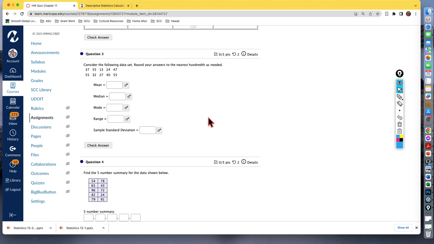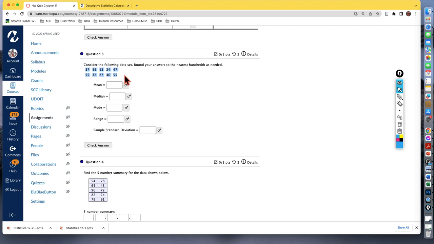Okay. Consider the following data set, round your answers to the nearest, and we need to get the mean, median, mode, the range, and the standard deviation. So can we just enter this into the calculator and get what we want? Well, let's see if we can copy and paste it. I know with some of this it works.